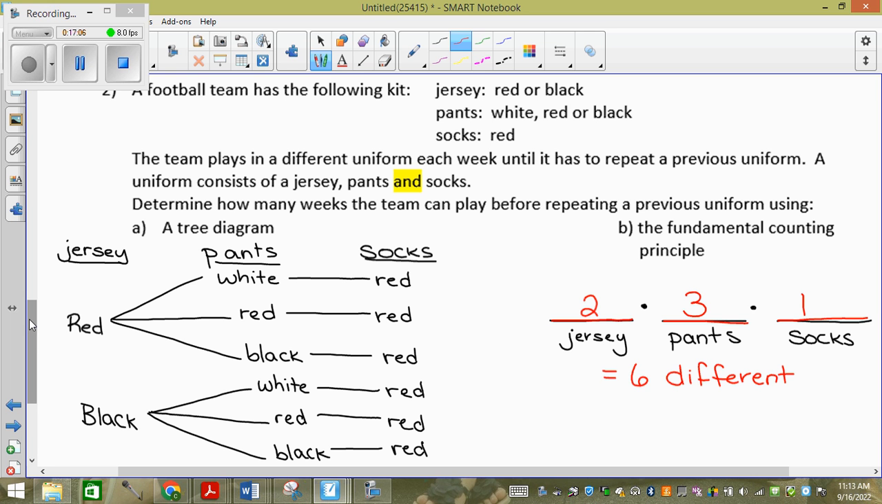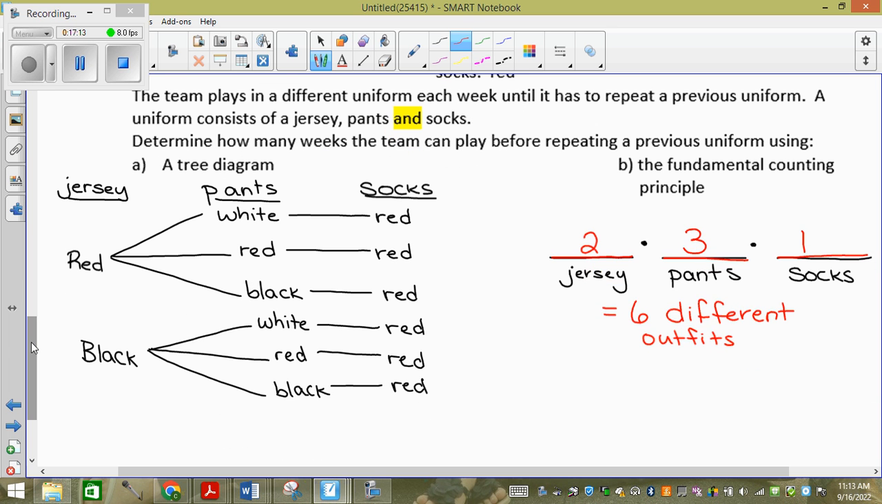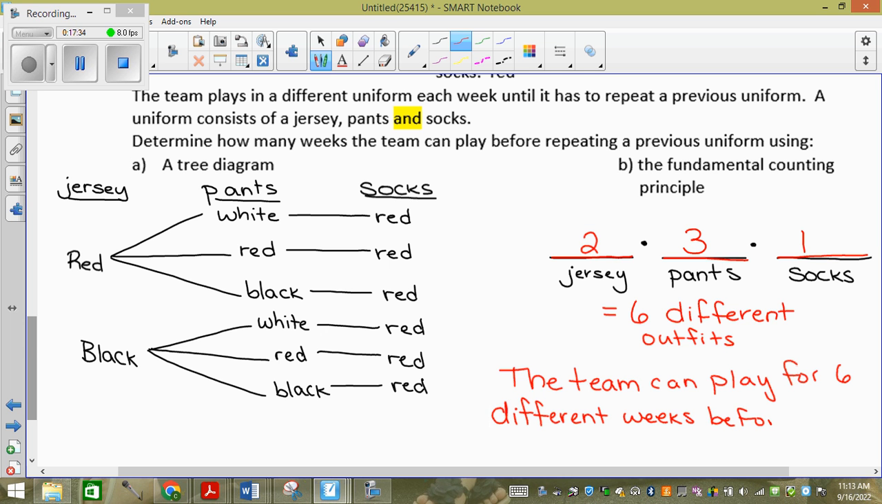6 different outfits. So after 6 weeks, they're going to repeat. Because here it says, determine how many weeks the team can play before repeating a previous uniform. The team can play for 6 different weeks before repeating a previous uniform.